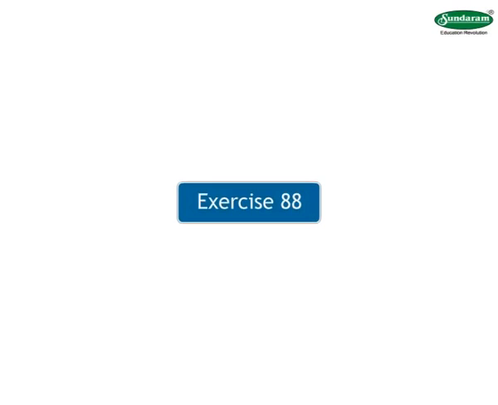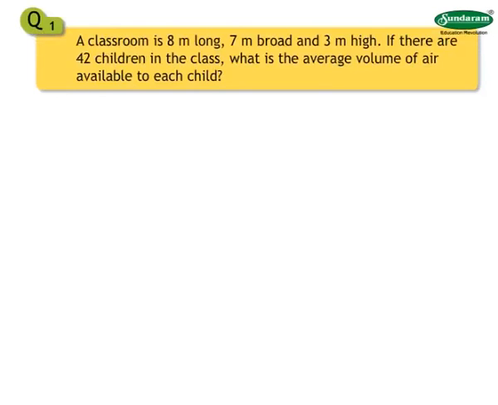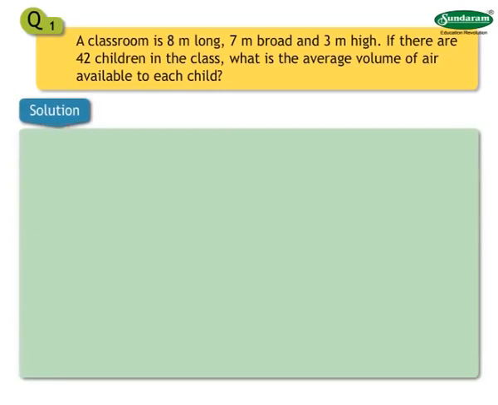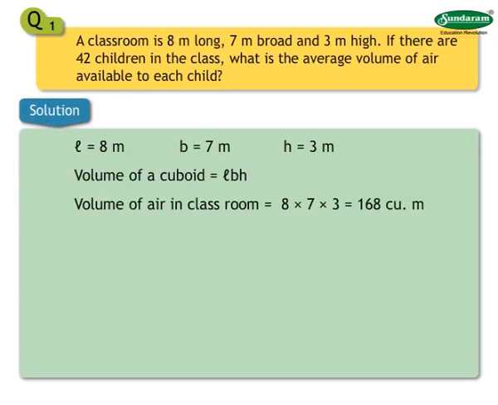Let us now solve exercise 88. 1. A classroom is 8 meters long, 7 meters broad and 3 meters high. If there are 42 children in the class, what is the average volume of air available to each child? Solution. Length of a classroom is 8 meters, breadth is 7 meters and height is 3 meters. Volume of a cuboid is equal to length into breadth into height. Volume of air in classroom is 8 into 7 into 3, which is equal to 168 cubic meters.